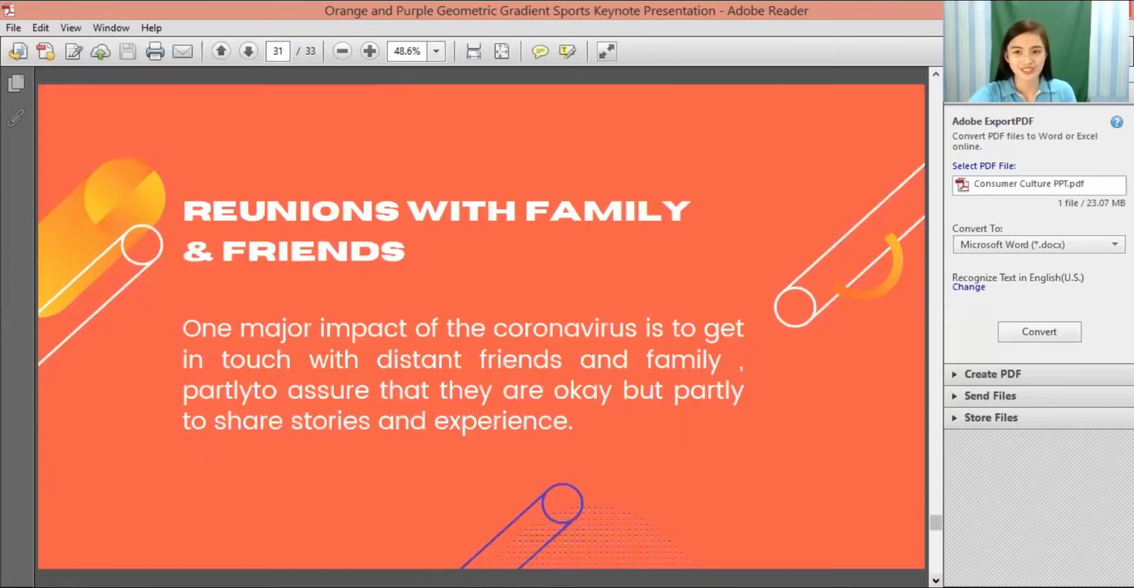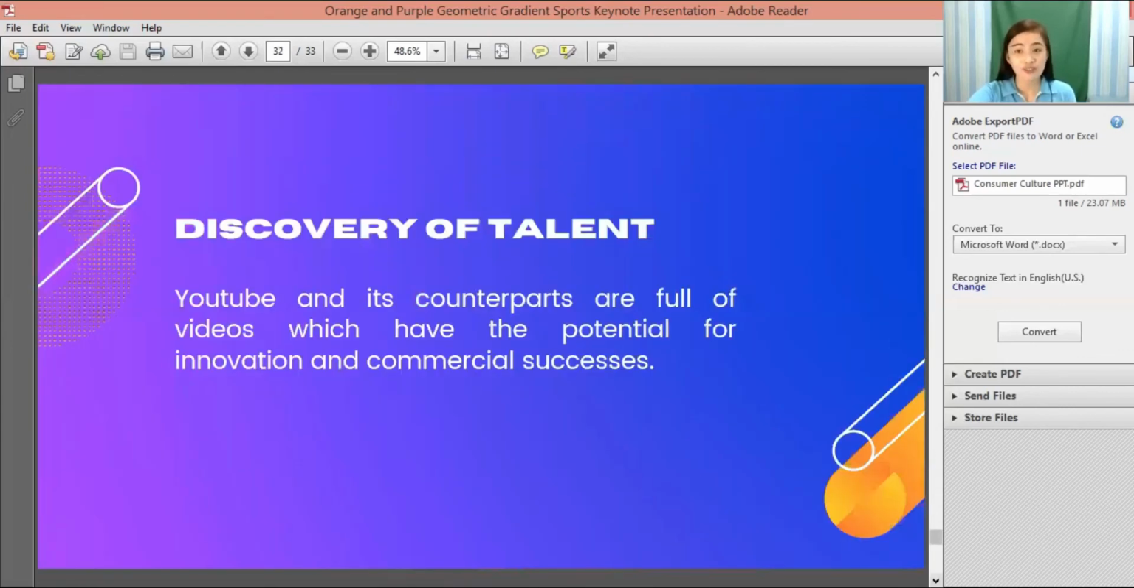Reunions with family and friends. One major impact of the coronavirus is to get in touch with distant friends and family, partly to assure that they are okay, but partly to share stories and experiences. Discovery of talent. YouTube and its counterparts are full of videos which have the potential for innovation and commercial successes.